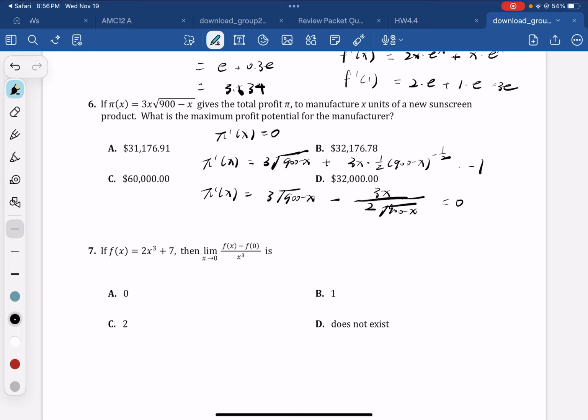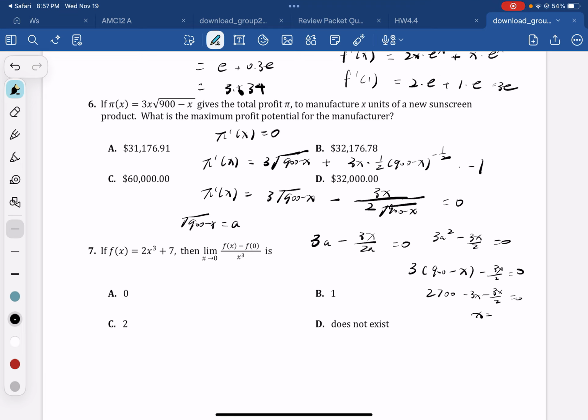So we substitute square root of 900 minus x as a to make the equation more straightforward. 3a minus 3x over 2a equals 0, and when we multiply by a on both sides, we get 3a squared minus 3x over 2 equals 0. So 3a squared, where a is the square root of 900 minus x, so a squared just becomes 3 times 900 minus x, minus 3x over 2. It becomes 0. So 2700 minus 3x minus 3x over 2 equals 0.